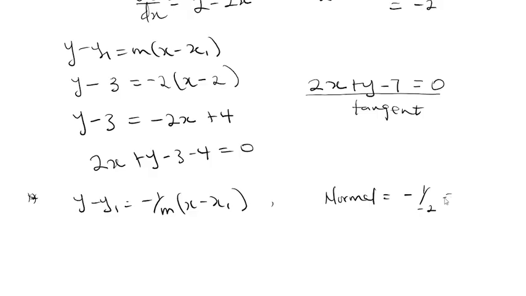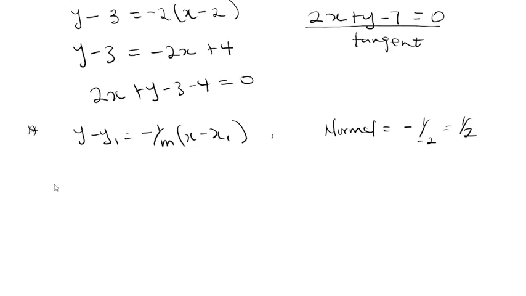So you have 1 on 2, and that is the gradient of the normal. Now we know the gradient of the normal to be 1 over 2. So our equation will be y minus, what is the point? The point was 2, 3, right? So you have y minus 3 equals 1 on 2 times x minus 2.